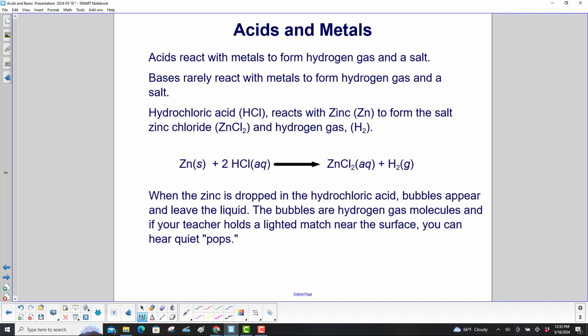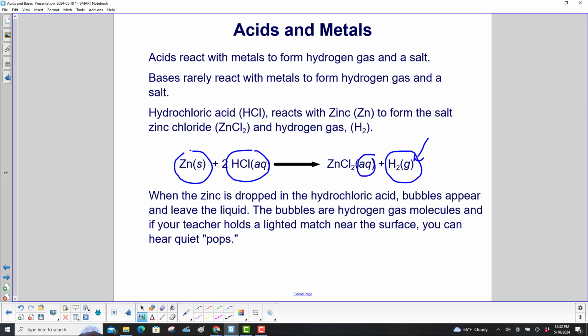Acids react with metals to form hydrogen gas and a salt. Bases rarely react with metals to form hydrogen gas and a salt. Here we have hydrochloric acid reacting with zinc, and that little s there means it's a solid, forming the salt zinc chloride, and aqueous here means it's in solution, plus hydrogen gas, and that's what the g stands for.